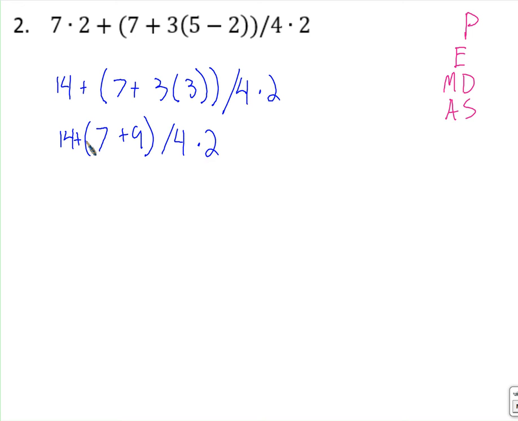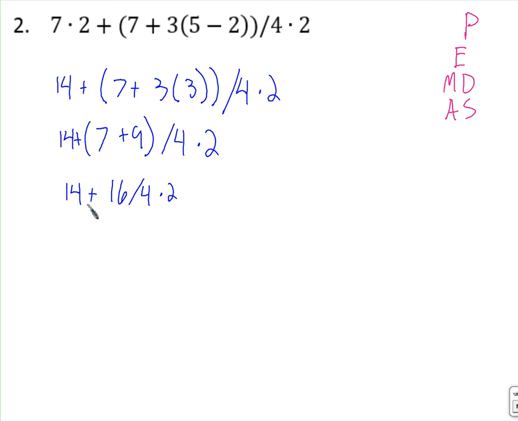Okay? Now, should I add these together, do 14 plus, what is it, 16? Let's just write this as 16, see what we think. 14 plus 16 divided by 4 times 2. Now what do you think? 16 divided by 4. Should I add first? No, there's some division to do. This 16 belongs to this division, not to this addition, because division comes before addition. Because it's the right thing to do, and adding first is the wrong thing to do? No, because it's just the order that we agreed on.